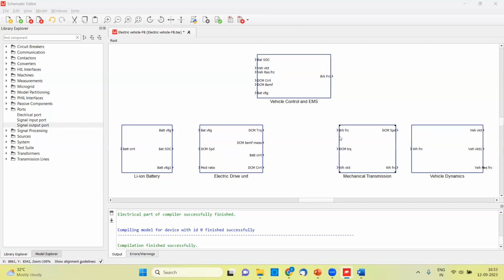Just one more thing, if anyone is making the model alongside, please remember to save your model also, so that you are not losing the entire data.